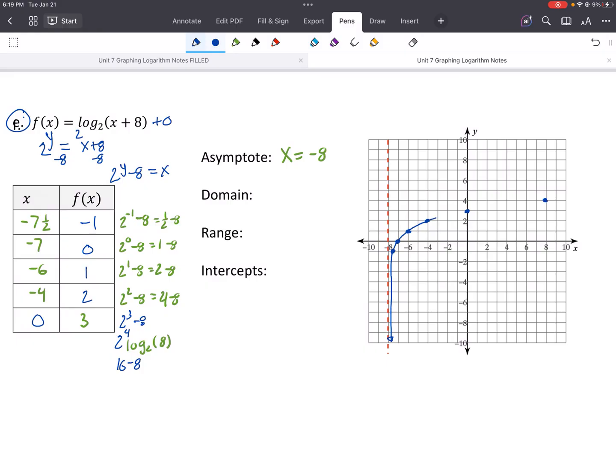Again, maybe want to keep going. Okay, our domain goes from -8 to infinity. Range, -infinity to infinity. And then we already got our x-intercept is 7, 0, and our y-intercept is 0, 3.